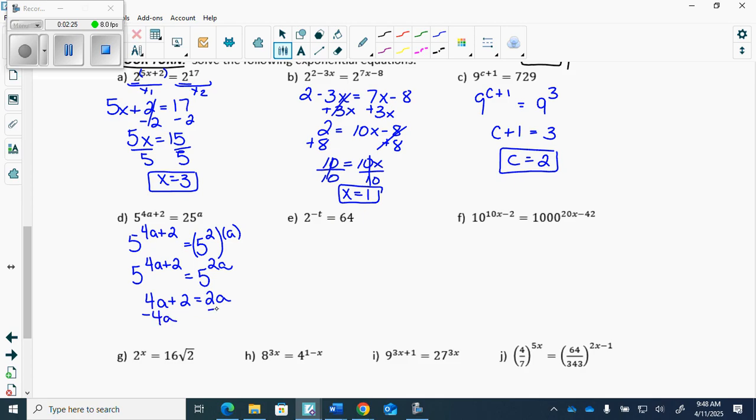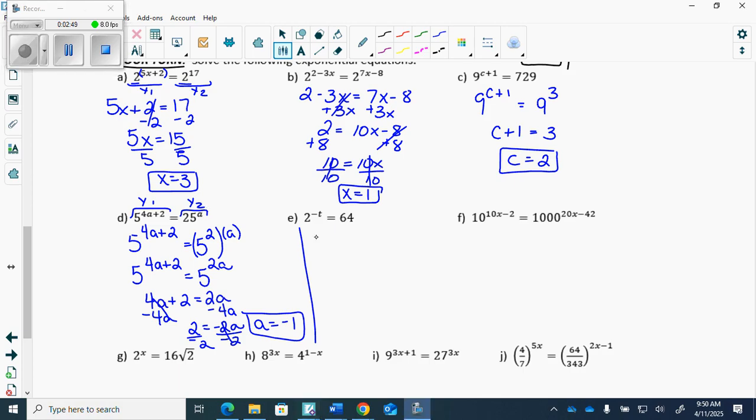Subtract 4a. 2 equals negative 2a. Divide by negative 2. A equals negative 1. Now, some people don't know what to put in the calculator. You put the original in, not something you've touched, because you're not like the goose with the golden egg, you know, with everything you touch turns to gold. Not always. So, y1, y2, this.